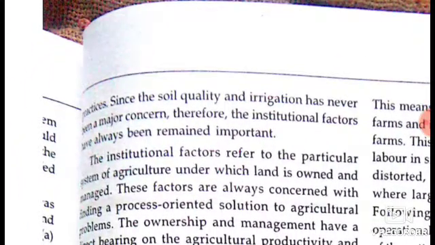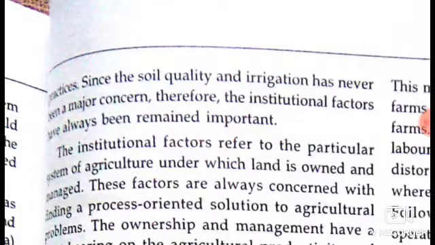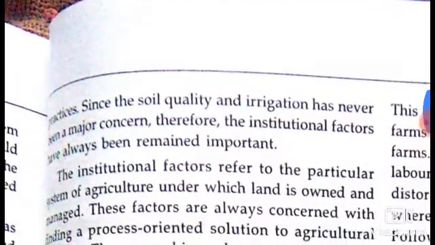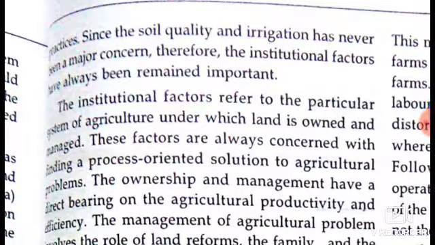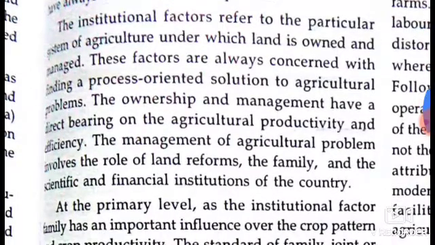practices. Since soil quality and irrigation have never been a major concern, therefore the institutional factors have always remained important. The institutional factors refer to the particular system of agriculture under which land is owned and managed. These factors are always concerned with finding a process-oriented solution to agricultural problems. The ownership and management have a direct bearing on agricultural activity, productivity, and efficiency.